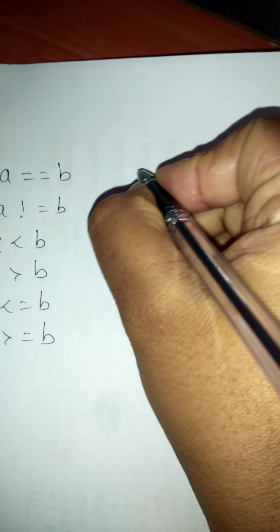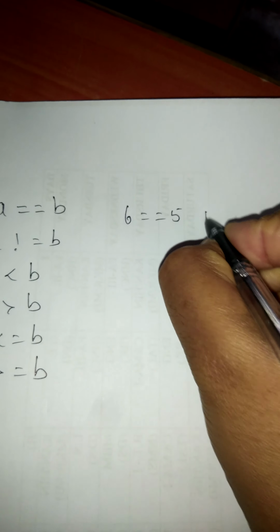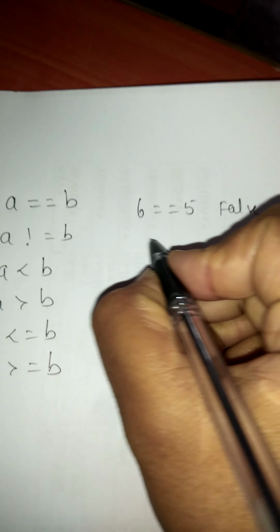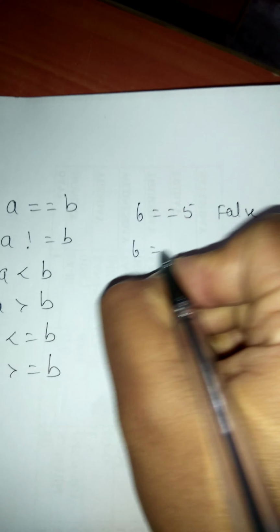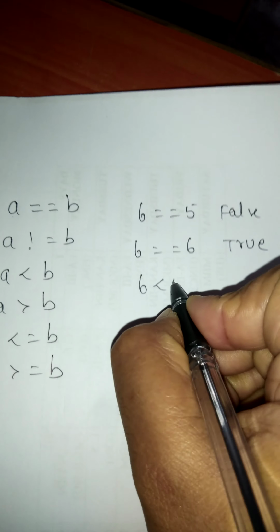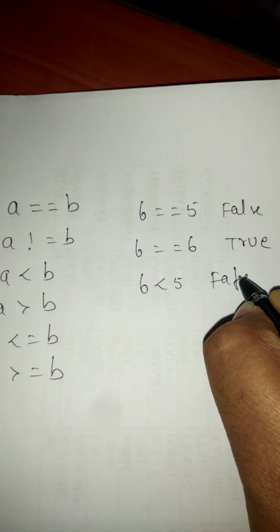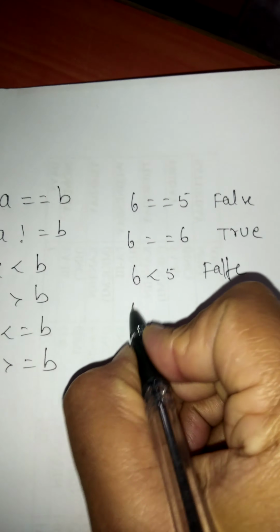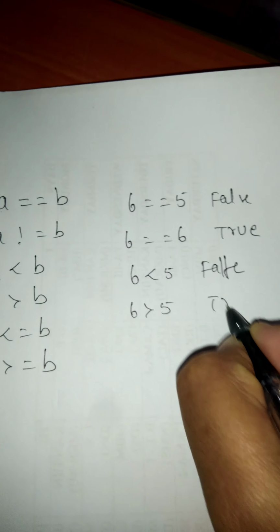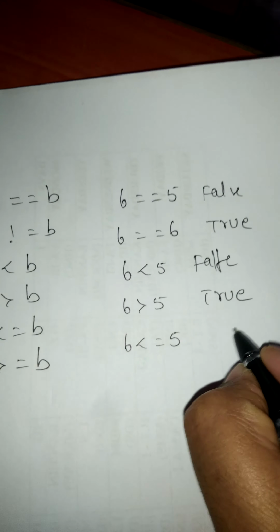For example, if I write 6 is equal to 5, the result is false. Then 6 is equal to 6, it is true. Then 6 less than 5, false, because 6 is greater than 5. Then 6 greater than 5, true. Then 6 less than or equal to 5, false.